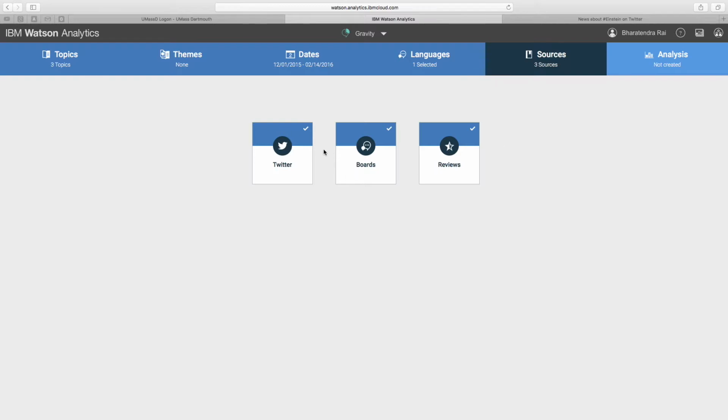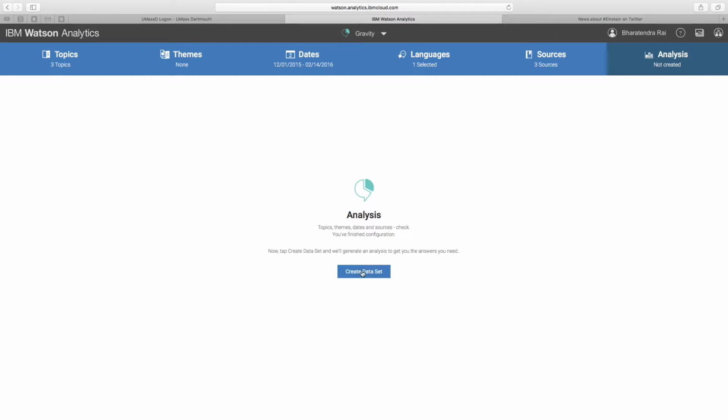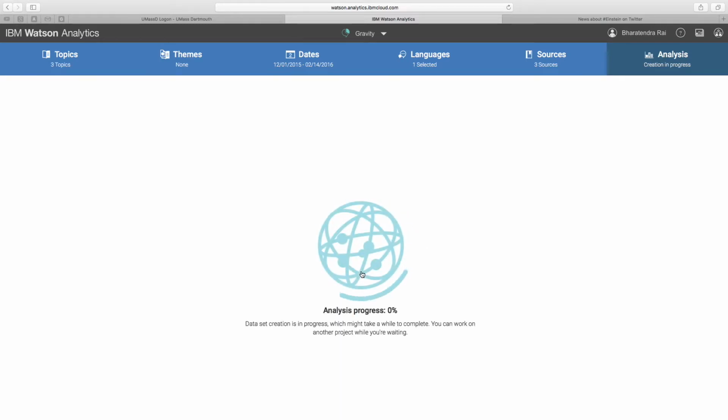The sources that we have are Twitter, and there are some discussion boards and reviews. So I'm going to keep all three and then hit analysis and create dataset. This will create a dataset based on the criteria that we have included. So let's see what we get. This is going to take a few minutes.